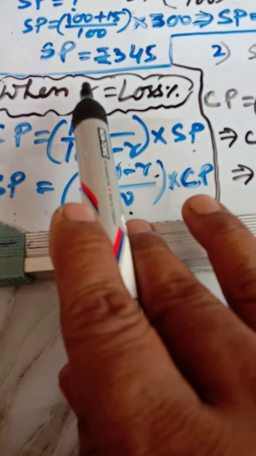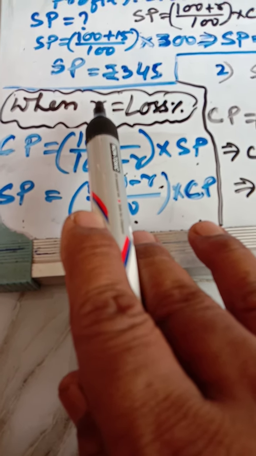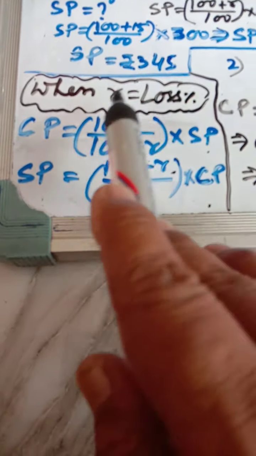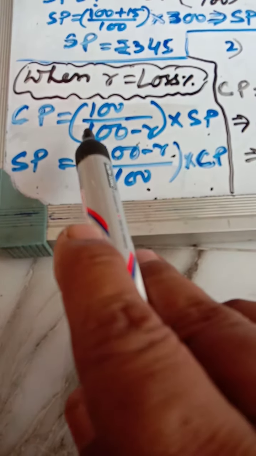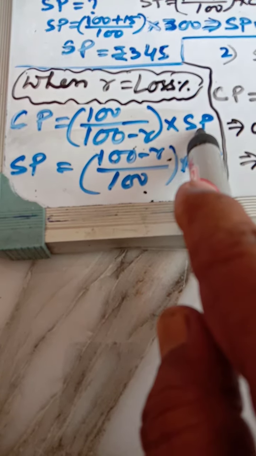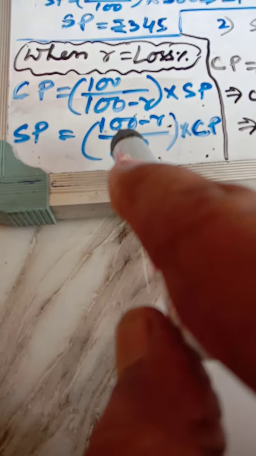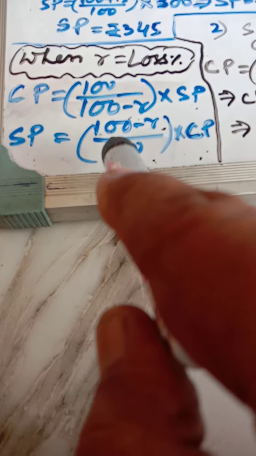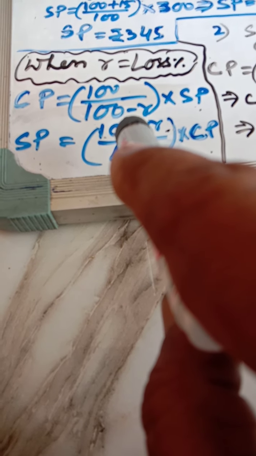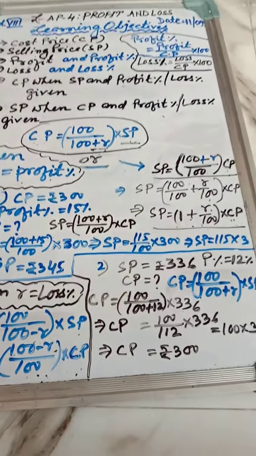Now, the fifth formula is what? When R is the loss percentage, CP will be 100 by 100 minus R into SP. SP will be 100 minus R by 100 into CP. See what things are there, no? In case of SP it will be reversed. So for CP, if you remember that 100 will be the numerator: 100 by 100 plus R in case of profit and 100 by 100 minus R in case of loss. If you remember this, you will easily remember the other formulas.